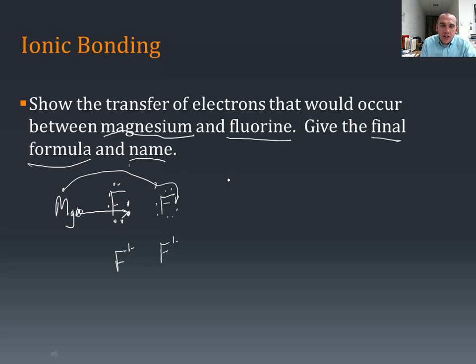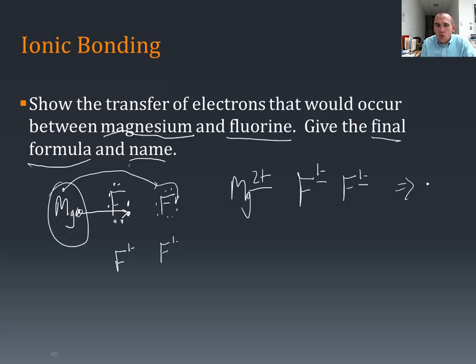Okay, so I actually end up with a magnesium 2 plus, just like I thought I would because it has 2 extra electrons, and I'm going to end up with 2 fluorine minuses. Okay, fluorine minus, fluorine minus. Now you'll notice the total charge, 2 plus, 1 minus, 1 minus. That adds back up to 0. So the final charge of my compound is neutral, which is good. An ionic compound will always be neutral. The positive cation will always be balanced by the negative anions.